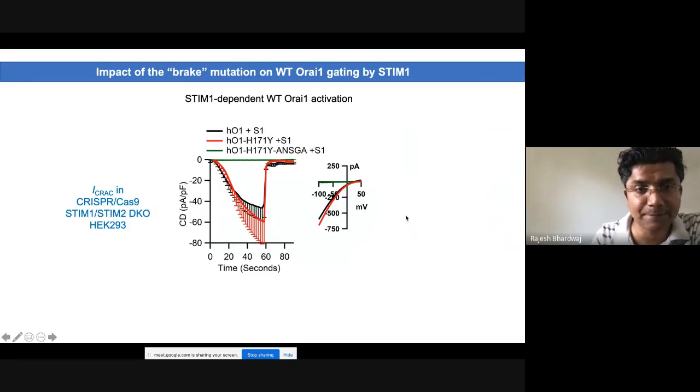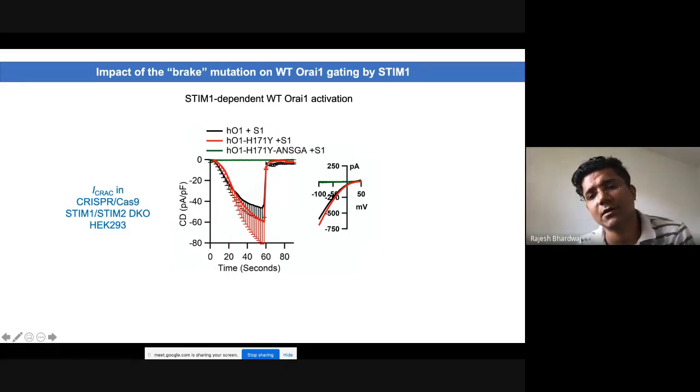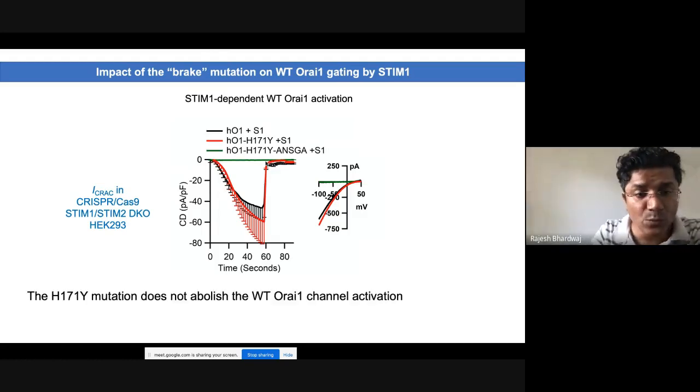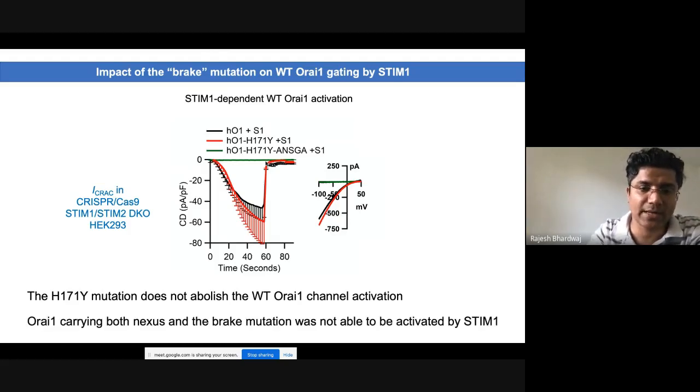What we did is we tested the STIM1-dependent wild type ORAI1 activation, and we were taken by surprise. What you see here is the ICRAC, the currents with IP3. So you see the STIM1-dependent activation, and the black is the wild type channel. And the red is the H171Y in the wild type background without the Nexus mutation. So this is able to activate ICRAC similar to the wild type ORAI1. This is very surprising. However, the H171Y plus Nexus mutant could not be activated by STIM1. This was earlier shown by Don, that the Nexus mutant has a deficit in binding STIM1. So this was rather expected. However, what is striking is that this mutation does not abolish the wild type ORAI1 activation.